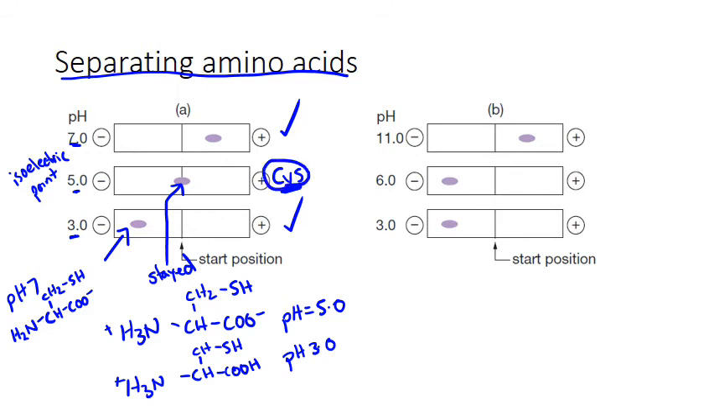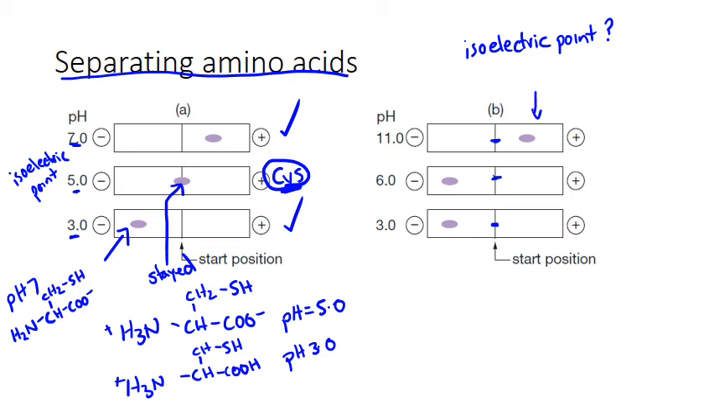All right. Okay, now let's have a look at example B, because this is going to be slightly different, because I don't have anything in the middle here. There's nothing in the middle here, here, or here. So I don't know what the isoelectric point is. Okay, so this makes it a little bit trickier.